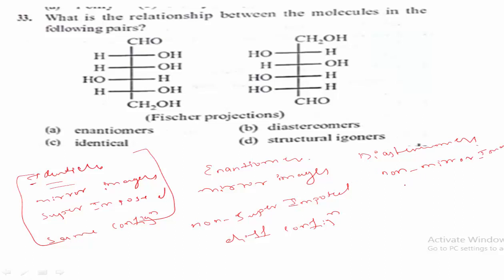Non-mirror images. And one important thing in presence of diastereoisomers is one or more different configuration. One or more different configuration is observed, but not all.